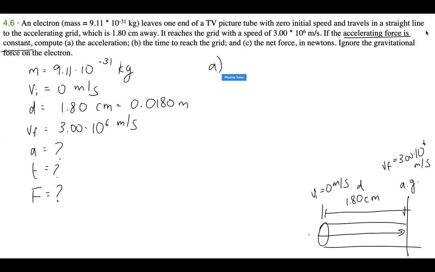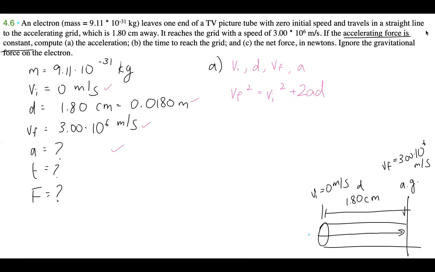Part A is looking for the acceleration. Now, if you notice, this is just a one-dimensional motion problem, right? So we have VI, we have VF and we have D, and we're looking for A. So what kinematic equation has VI, D, VF, and A? It's this one, right? VF squared is equal to VI squared plus 2AD.